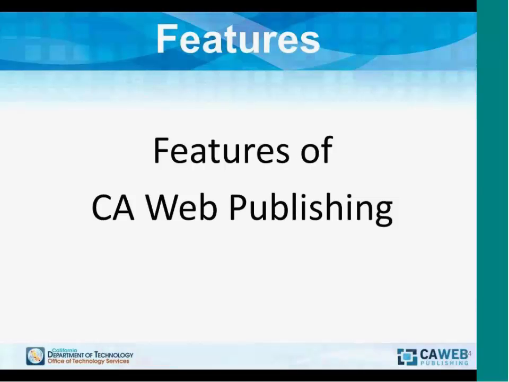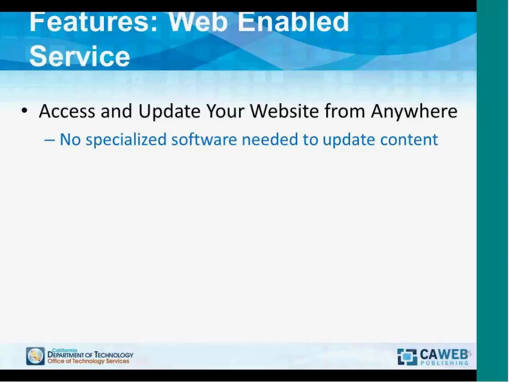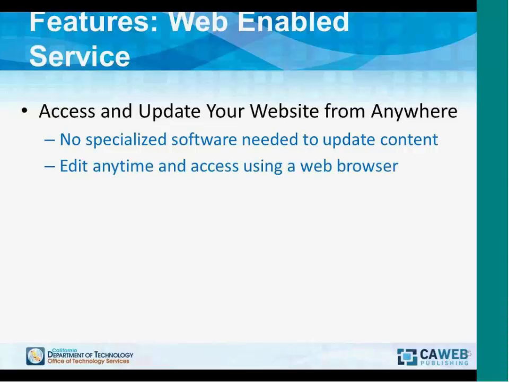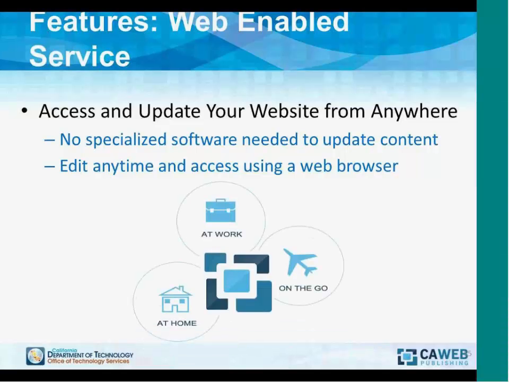All right, let's talk about features of the CA Web Publishing Service. It's a web-enabled service, so you can access and update your website from anywhere. There's no specialized software that you need. This runs within basically a browser environment. There's nothing you have to install onto desktops or anything like that. You can edit anytime and access using, as we said, a web browser.